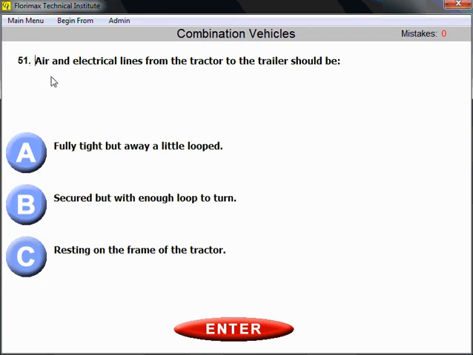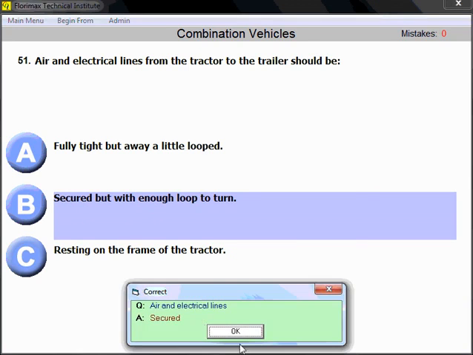Question number 51. Air and electrical lines from the tractor to the trailer should be secured. Good word, secured, but with enough loop to turn. Definitely they should be secured. Whenever you see the word secure, that's 99% the right answer.